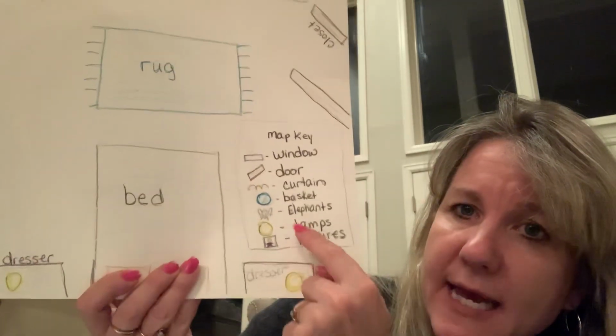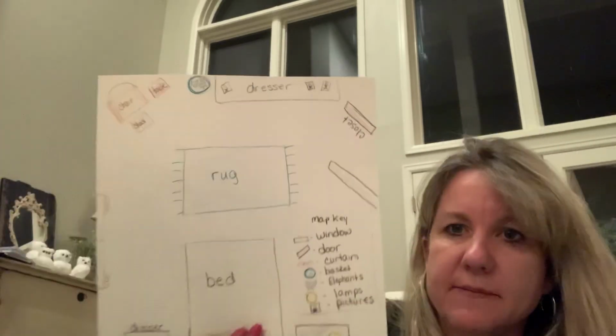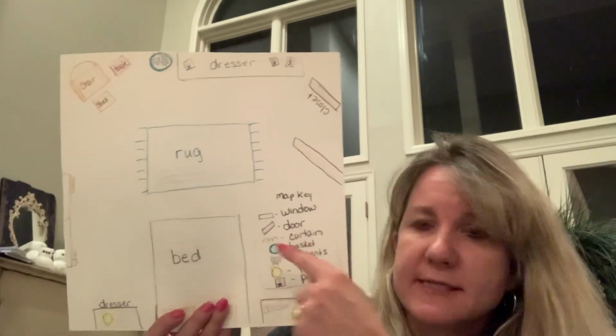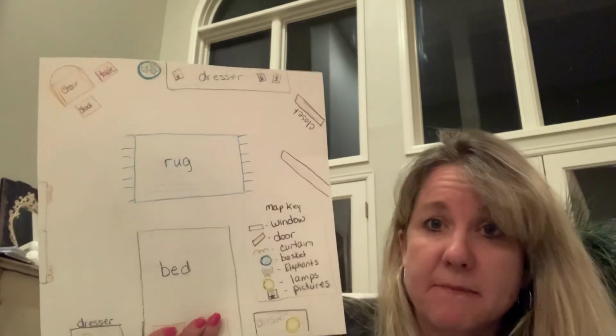There's my lamp. And I drew the lamp in there. And then pictures right here. So let me step back and you can kind of see it right there. So some things I could label and some things I needed to use a map key with symbols. Mason and Braden are now gonna come over and show you their maps and their map keys.